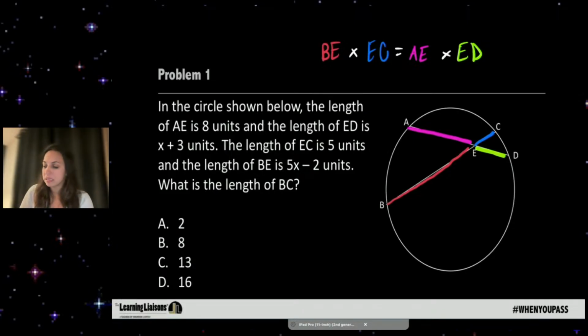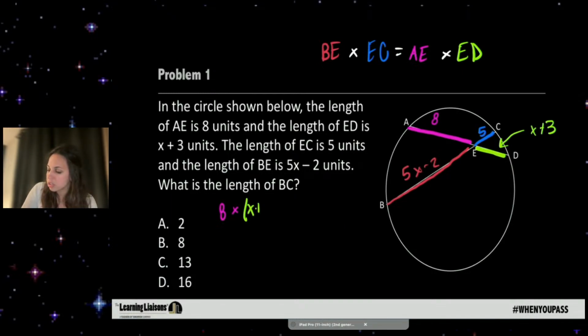Now let's label this. The length of AE is 8 units. The length of ED is x plus 3. The length of EC is 5. And the length of BE is 5x minus 2. So I can do 8 times x plus 3, and that will equal 5x minus 2 times 5.